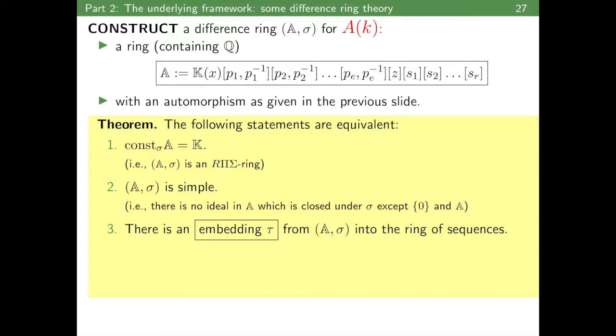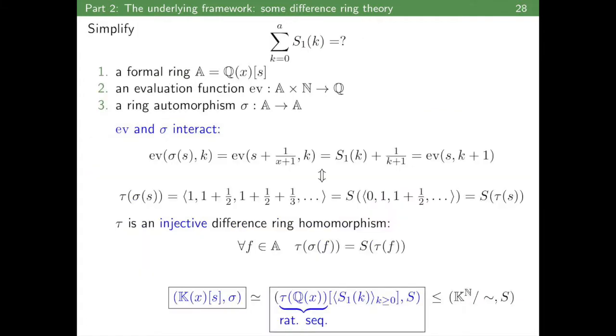Third statement, there's an embedding from our ring, or formal ring, into the ring of sequences. We have seen this here. I just looked at the very simplest case, Q[x] with its shift sigma. And I said there is an injective difference ring homomorphism. I could embed my formal ring into the ring of sequences. And this holds in general.